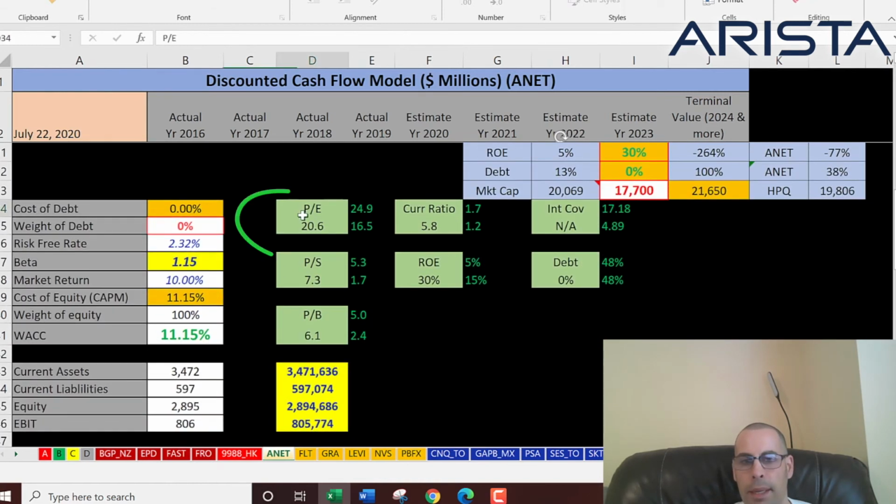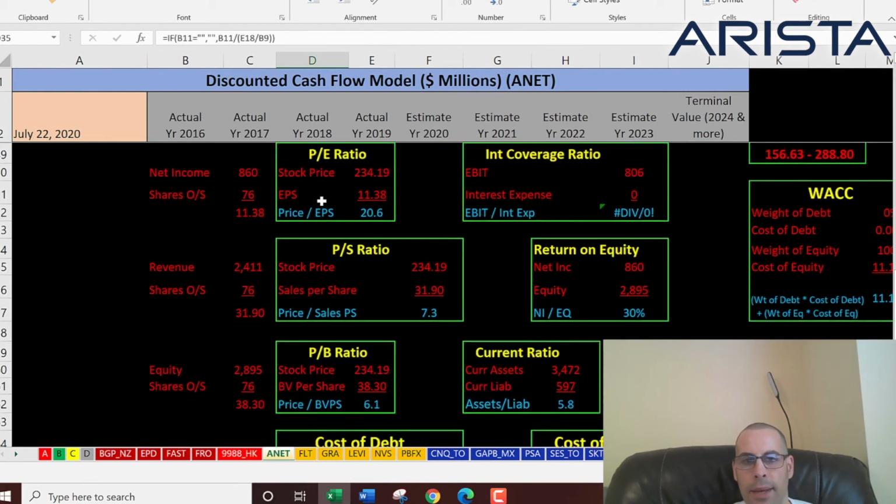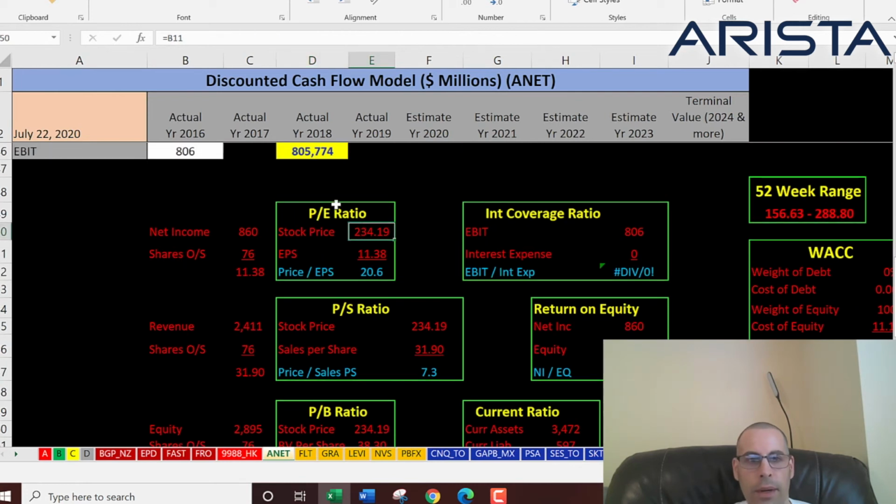They have a pretty high PE of 20.6. That's price of stock, $234, over earnings per share. And earnings per share is $11.38. And you calculate earnings per share by taking net income over shares outstanding. I like to see below 15. If the stock price came down to 170, the PE would come below 15. It would provide a good value.